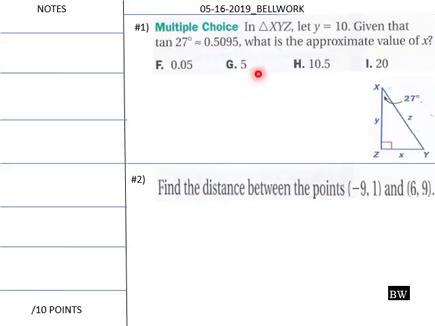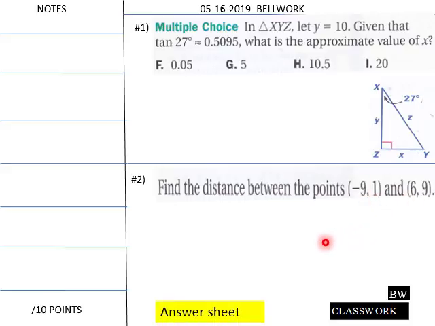Teachers, today's bell work. Multiple choice here, triangle XYZ, y equals 10, given that tan 27 equals this number here. What is the approximate value of x? So we're looking for the approximate value of this side here. Here you have y equals 10, and we're trying to find this value here. And then students find the distance between these 2 points here. Okay, give your students 5-6 minutes, teachers.